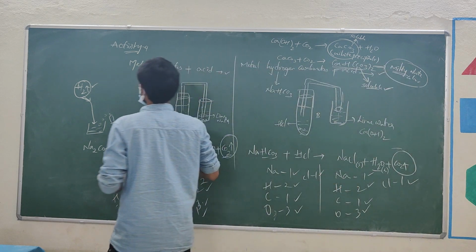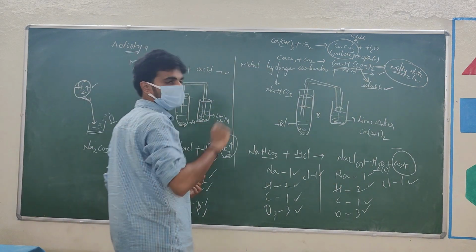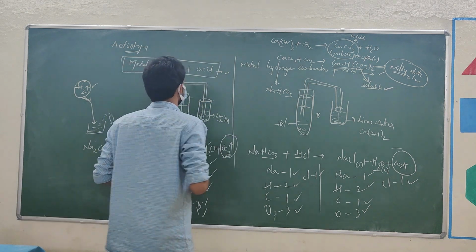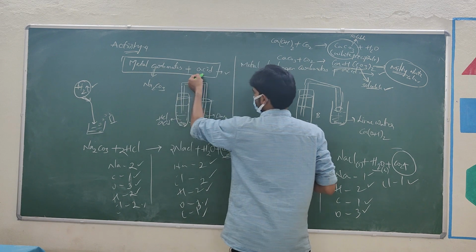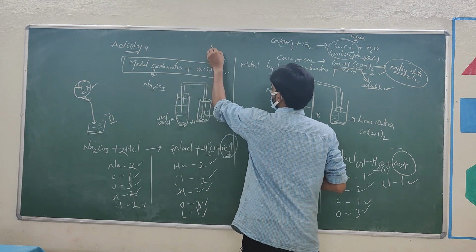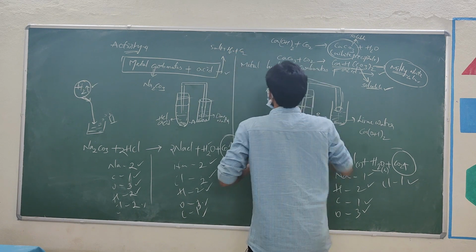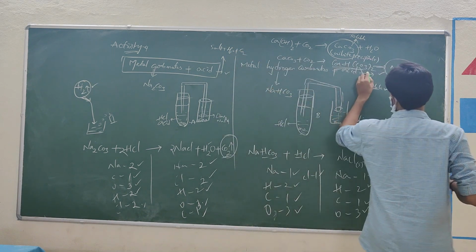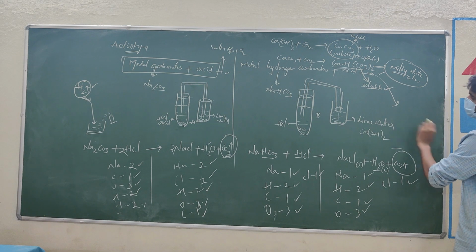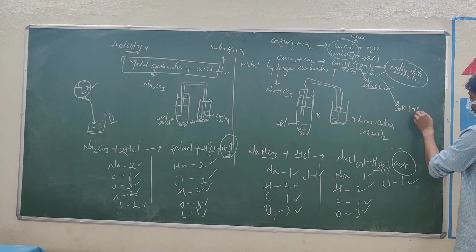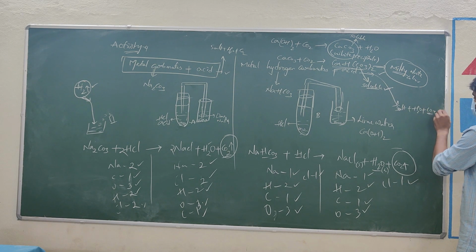Now they might ask you in the examination about the word equations of this activity 4, right? What were those word equations? When metal carbonates react with acid, what happens? We get the corresponding salt, water and carbon dioxide. When metal hydrogen carbonate reacts with acid, what happens? The same thing happens, that is, the corresponding salt, water and carbon dioxide gas are evolved, okay.